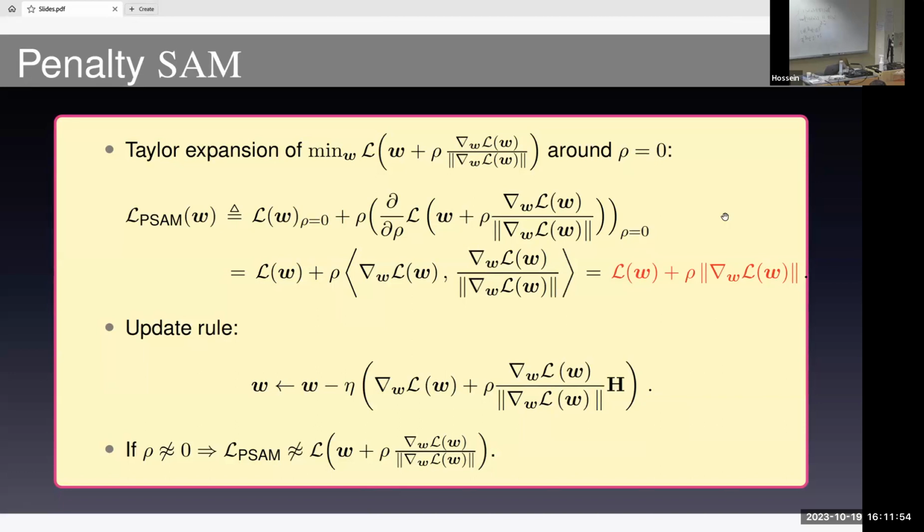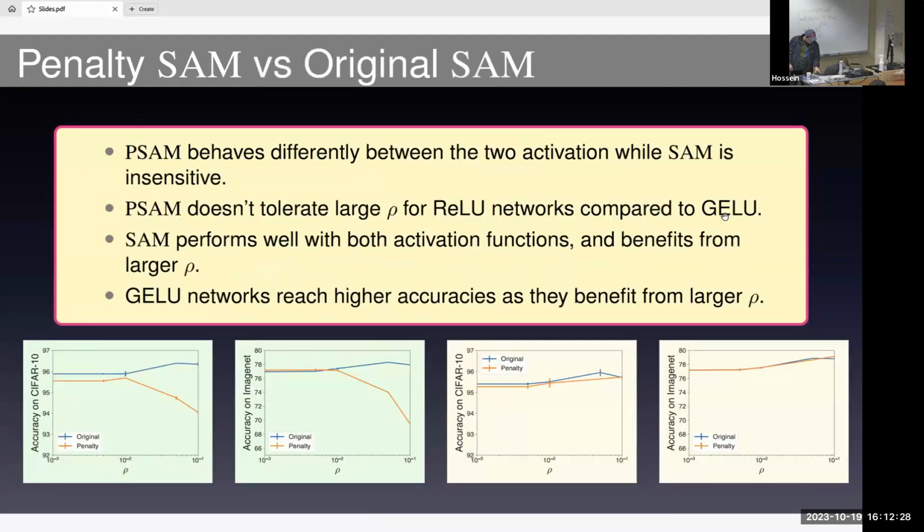If you follow these simple steps, you will see that your loss becomes like the original loss plus the norm of the gradient. So that is where the gradient penalty shows up. So this is the relationship between SAM and gradient penalty. When rho is small, these two behave very similarly. And I think you saw that in the plot as well, that for a small rho they were similar, but for large rho they start to be different. Okay, so that's about their similarity.